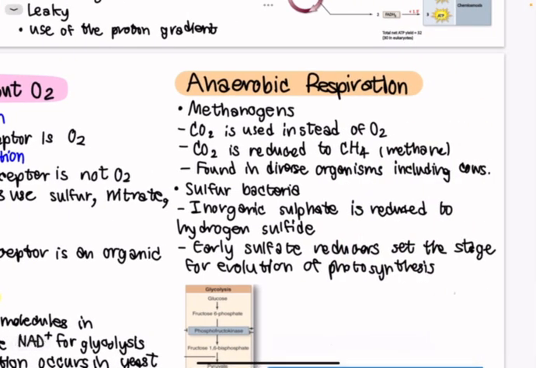Anaerobic respiration, methanogens: CO2 is used instead of O2. CO2 is reduced to CH4, found in diverse organisms including cows. Sulfur bacteria: the inorganic substrate is reduced to hydrogen sulfide, H2S. Early sulfate reducers set the stage for the evolution of photosynthesis.